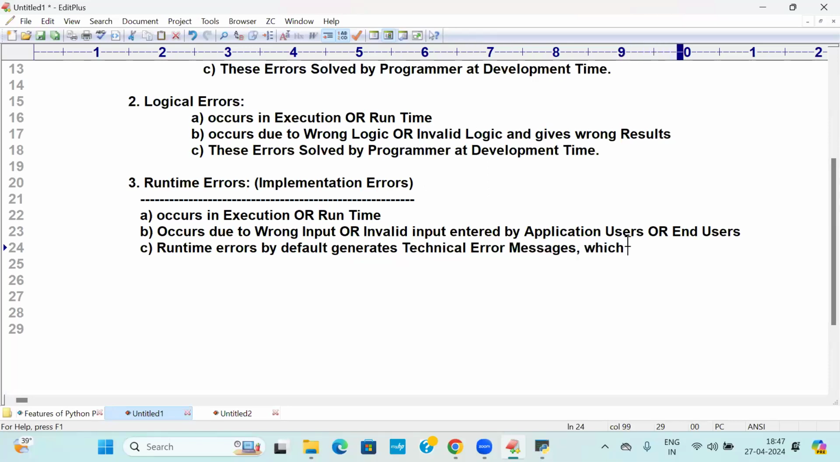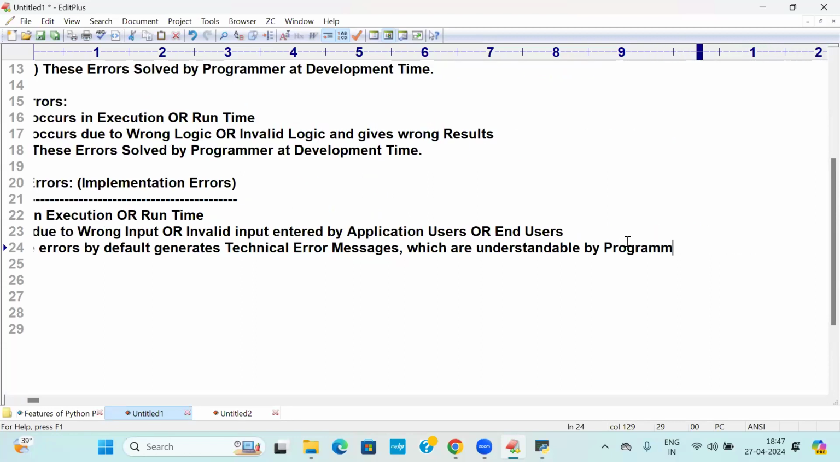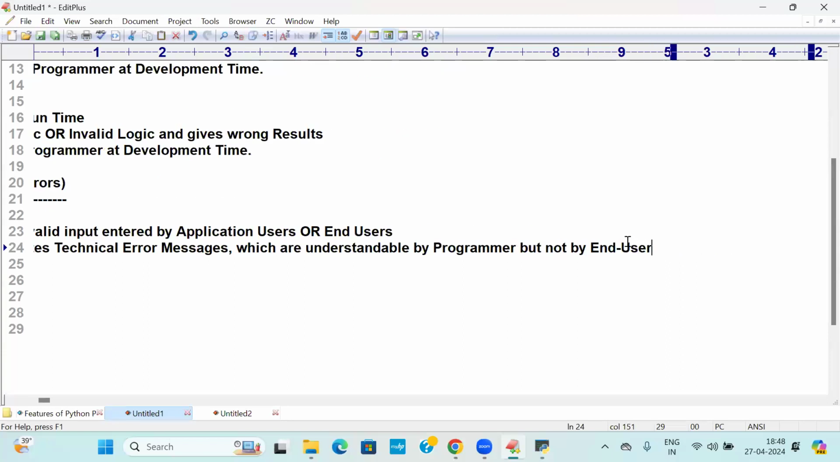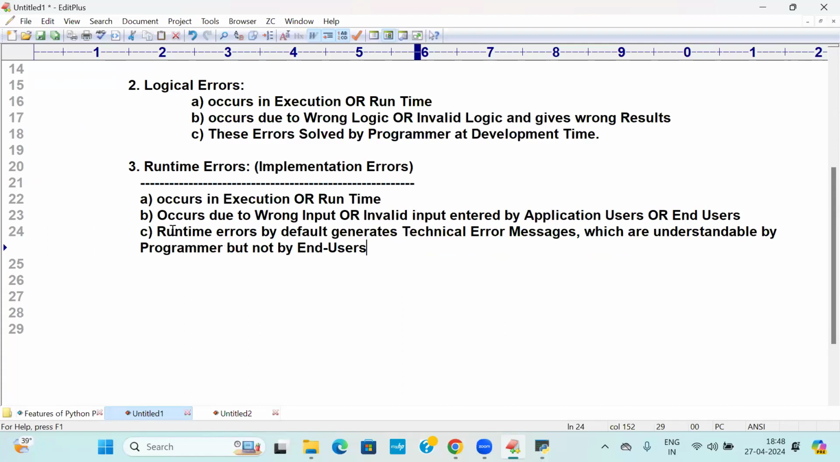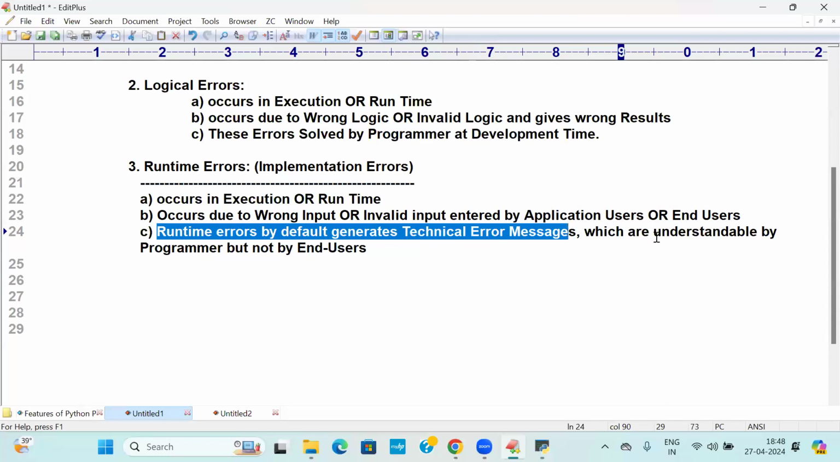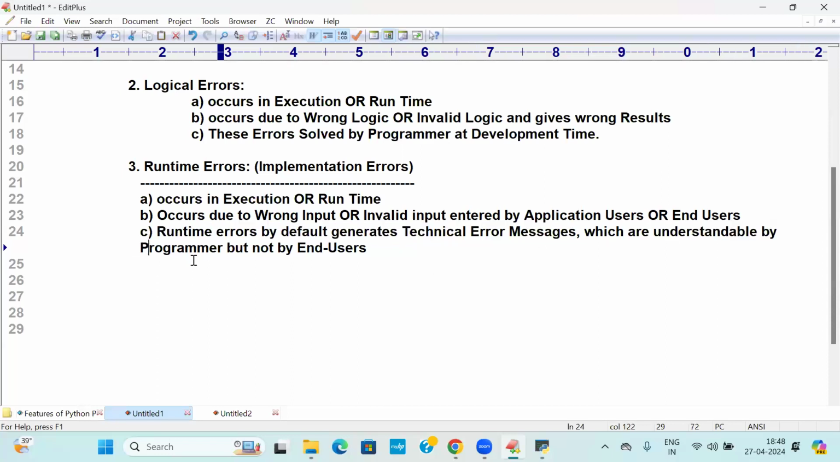So runtime errors by default give which messages? This sentence is very important: which are understandable by whom? Programmers, but not by end users. I hope you are following. Runtime errors by default generate technical error messages, which are understandable by what? Programmers, but not by whom? End users. I hope you are following me, students.